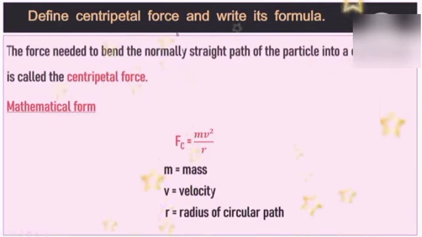Define centripetal force and write its formula. The force needed to bend the normally straight path of the particle into a circular path is called the centripetal force. Its formula is Fc equals mv squared over r, where m is mass, v is velocity, and r is the radius of the circular path.